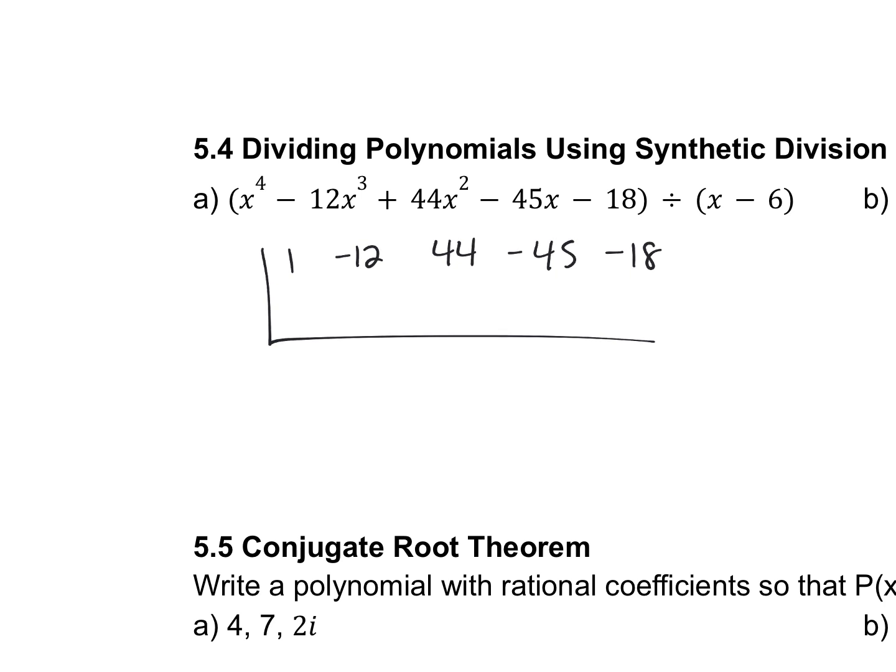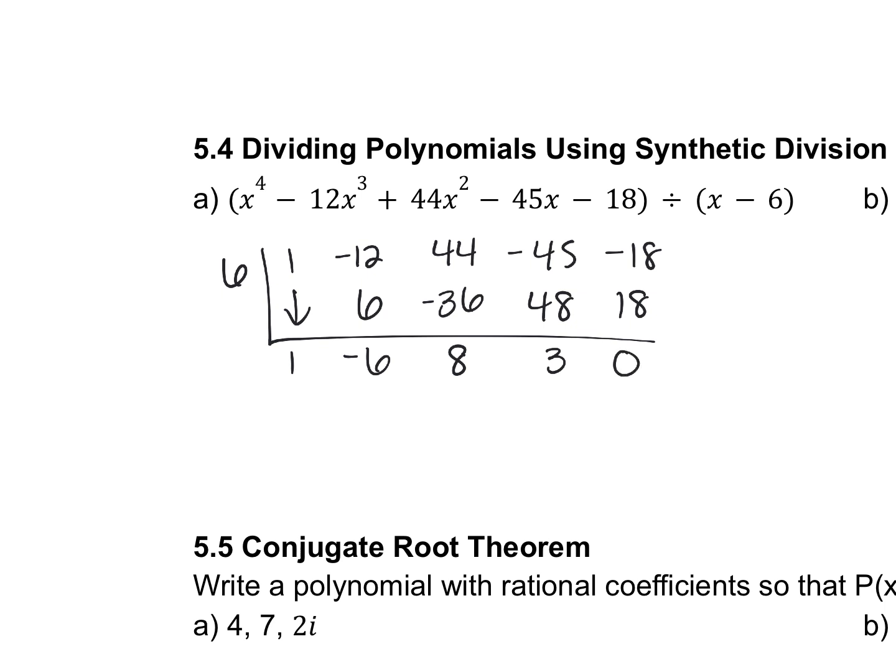Then what number goes on the outside? Remember, you set that piece equal to 0. So it's actually going to be positive 6. All right, let's multiply it. Drop your 1, multiply, add them. You get negative 6. Multiply, negative 36. What is that? I believe 8. Multiply 48. Add them 3. Multiply 18. Hey, look, there's no remainder.